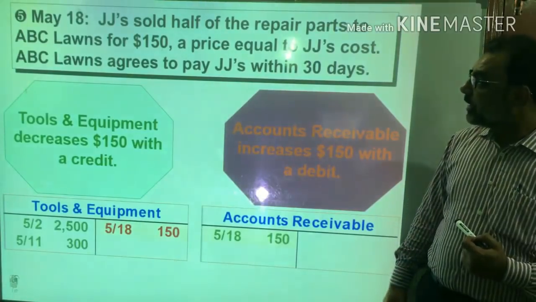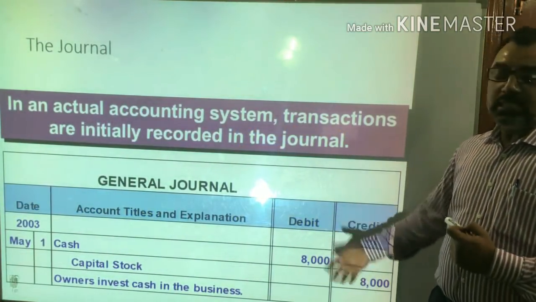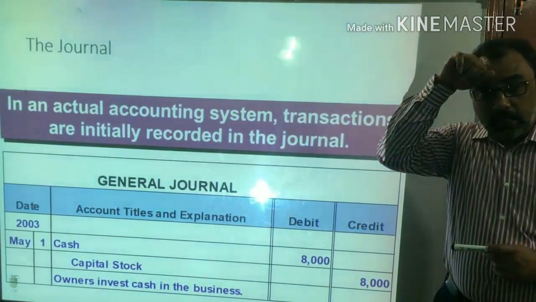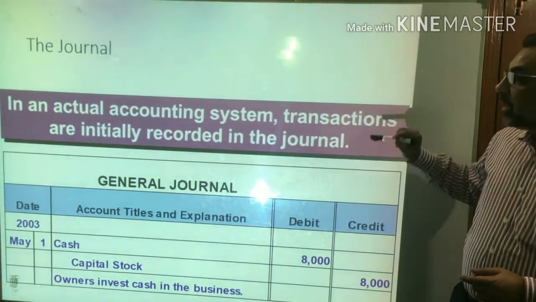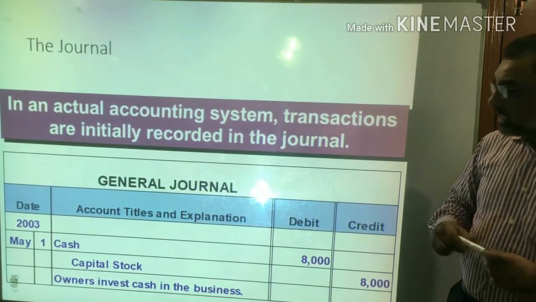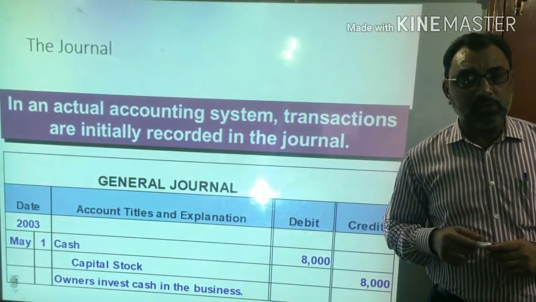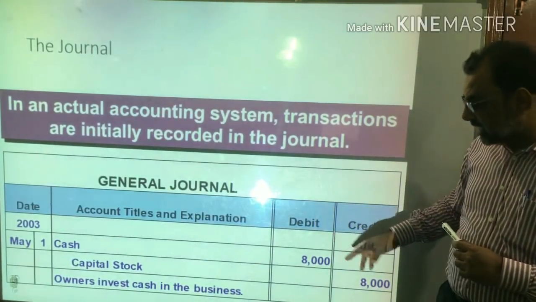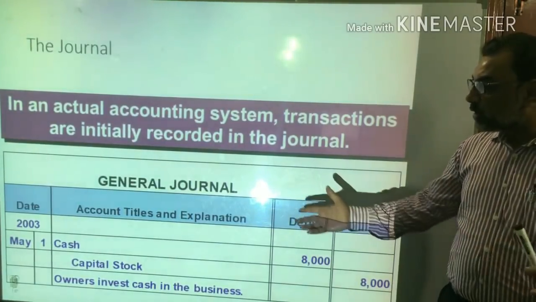Now in the next entry, you can see that this is a journal entry, and as we discussed earlier, in an actual accounting system, transactions are initially recorded in the journal. So remember the first entry when you had planned to start up a new business, the cash is going to be debited in the business and the capital stock is going to be credited. So this was a simple journal entry.